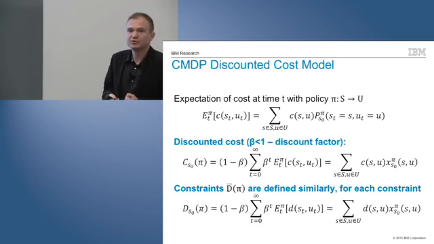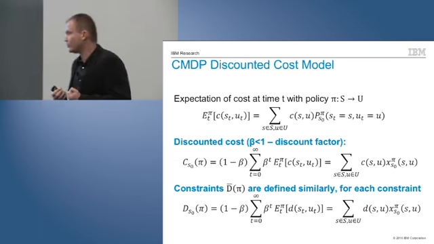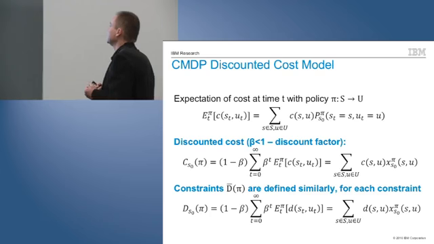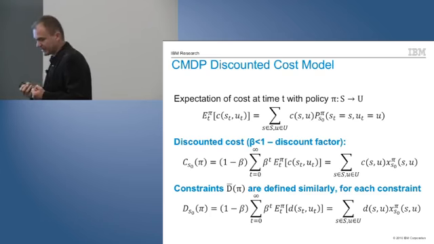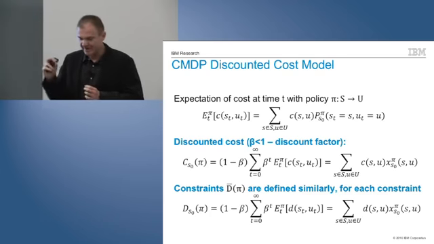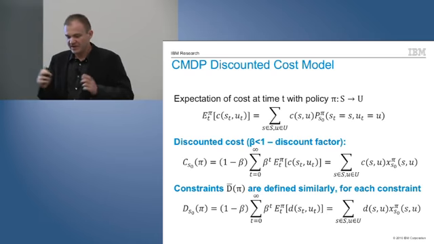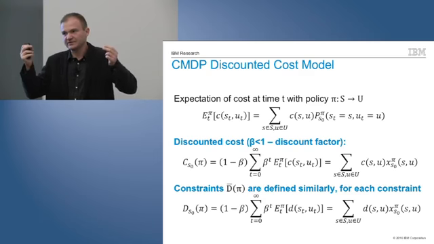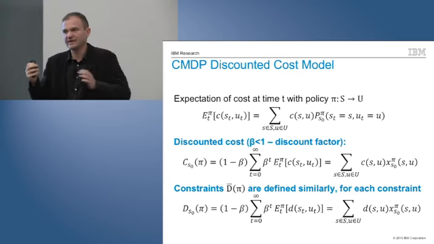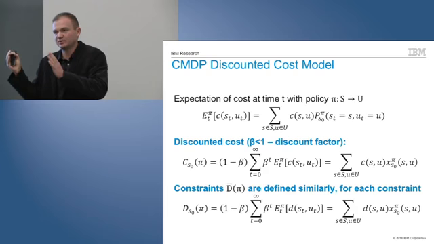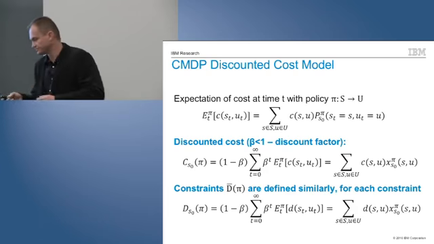We use a discounted cost model. The discounted cost model is convenient from a practical perspective, because by choosing beta and playing with it a little bit, we can emphasize the interval of time or horizon for which we want to find an optimal policy, and which part of the process we want to cut off.